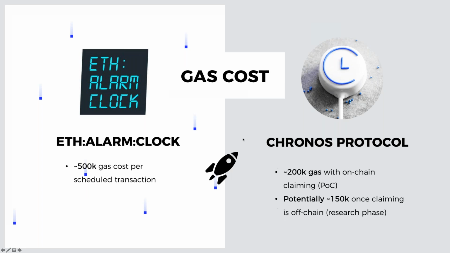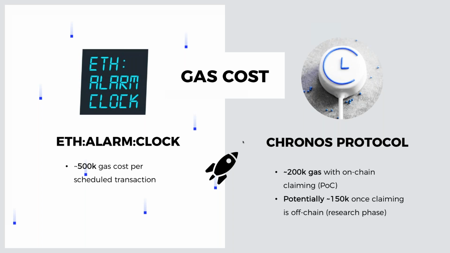And the last point we have here is the gas cost. This is something that plays a big role in the whole Ethereum ecosystem: how much does it cost to schedule one of these transactions? How much gas does it cost? In the Ethereum Alarm Clock protocol, the current gas cost per scheduled transaction is about half a million gas. And with the Chronos protocol, we have lowered this.